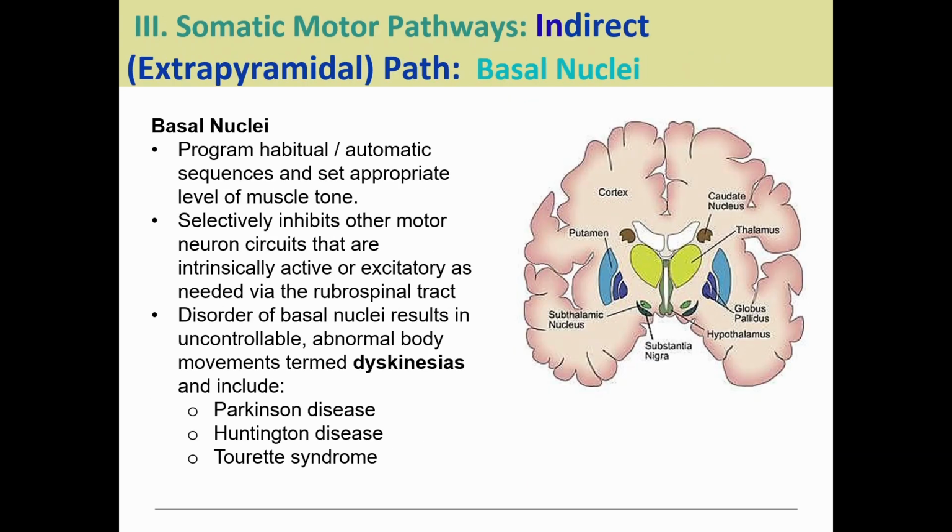Those basal nuclei are going to help us with maintaining the appropriate amount of muscle tone. They can inhibit other motor neuron circuits. There also are disorders of the basal nuclei that allow for uncontrollable abnormal movements called dyskinesias, like Parkinson's, Huntington's, Tourette's. These are disorders we find within the basal nuclei.